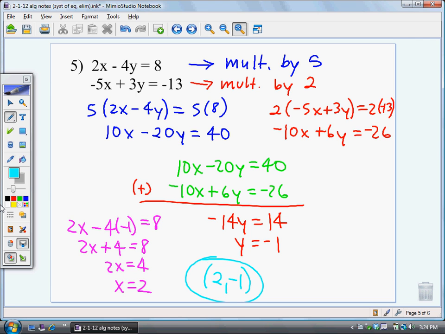So in elimination, the whole point of elimination is to combine the two linear equations into one equation with one variable. And when you do that, you solve for that one variable, find that value, plug it back into one of the two original equations to find the other variable, and that will give you your solution.